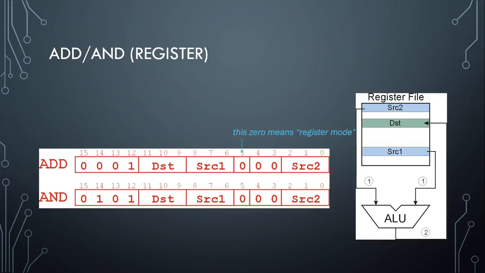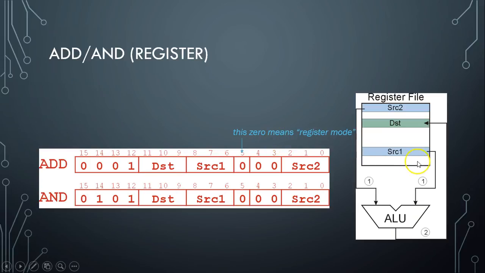Now with the ADD or AND register, you can see in here ADD is opcode 0001, AND is 0101. Again, destination, source 1 and source 2. This 0 right here means register mode. So notice you only have these two zeros right here. Those don't really have anything to hold. These two values right here, though, mean it's a register mode. So it's not going to be pulling anything from memory.